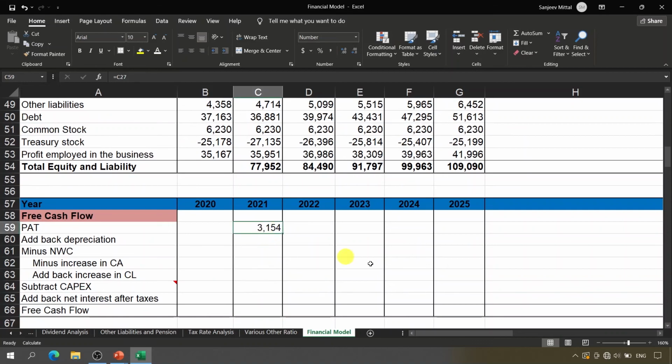Once this number is entered, we can simply copy and paste these numbers here so that we get the details of profit after tax for all the 5 projected years from our income statement.